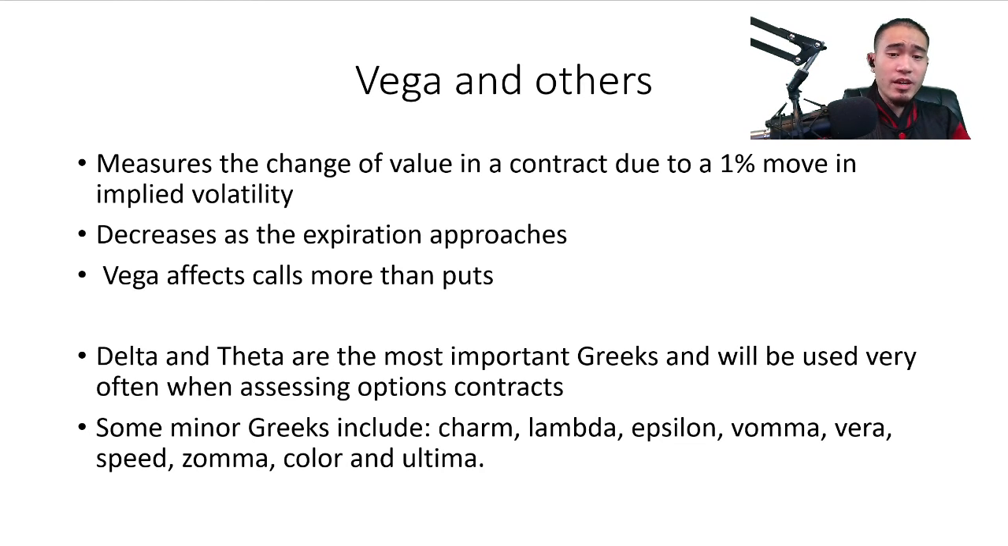So Delta and Theta are by far the most important Greeks and will be used very often when assessing options contracts. Some minor Greeks include Charm, Lambda, Epsilon, Vomma, Vera, Speed, Zomma, Color, and Ultima. We're not going to talk about these because they're not really used that much, but if you'd like, go check those out for yourself.